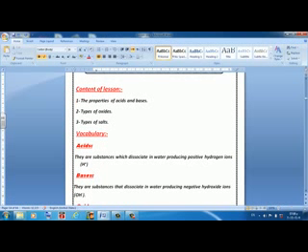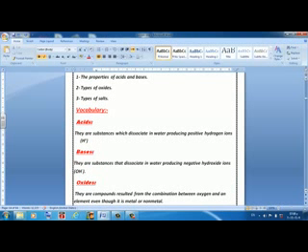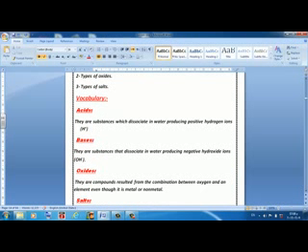We will start with the vocabulary. Number 1, acids. Acids are substances which dissociate in water, producing positive hydrogen ions, H positive. And bases are substances that dissociate in water, producing negative hydroxide ions, OH negative.